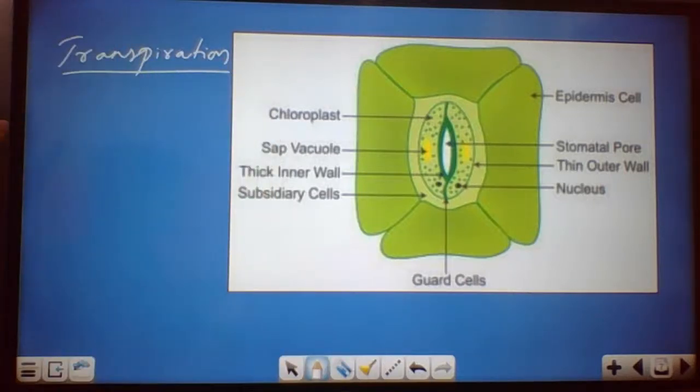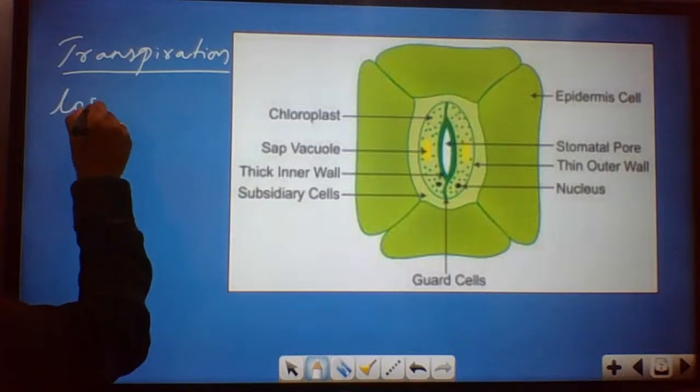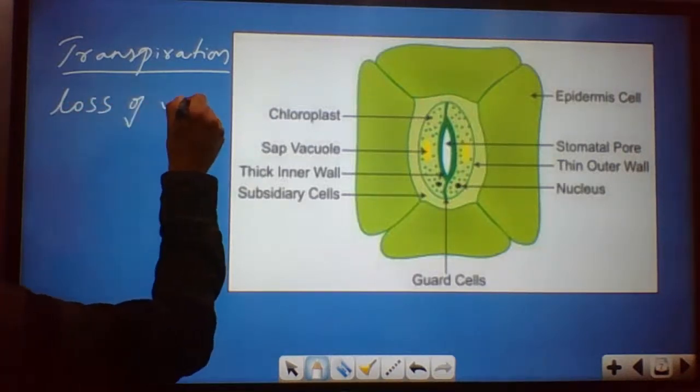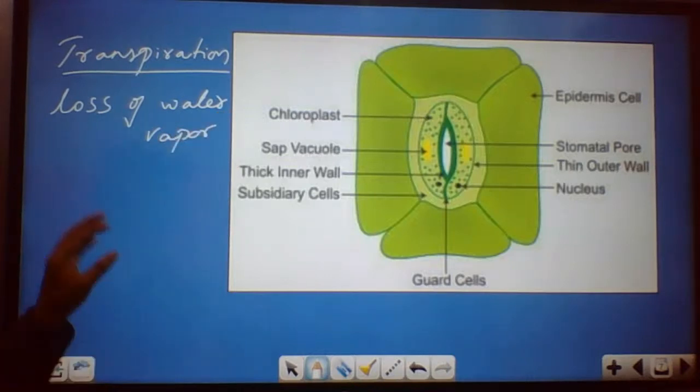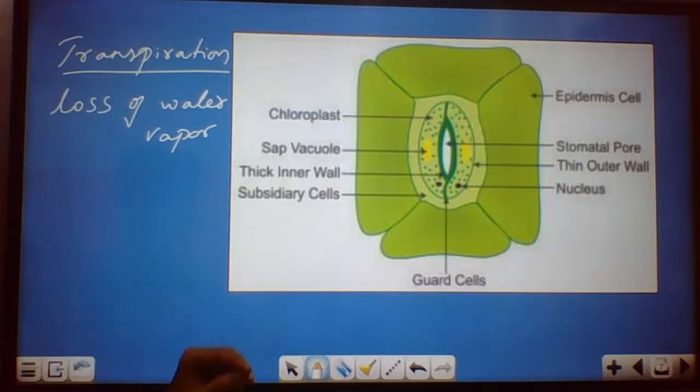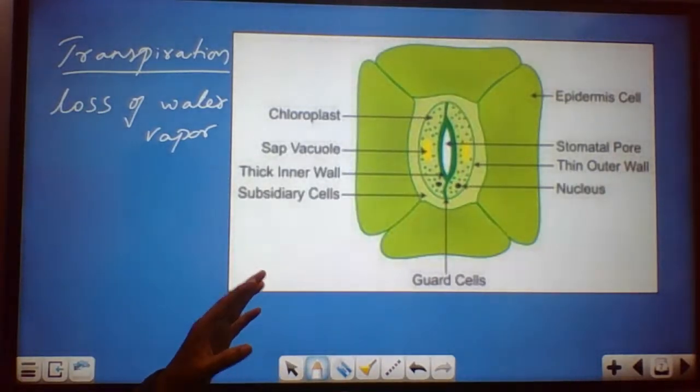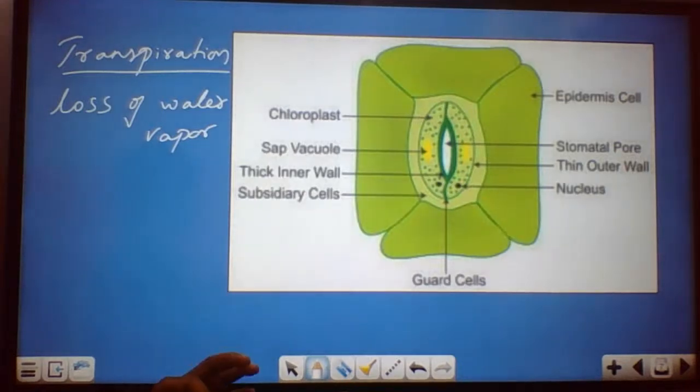Okay, loss of excess of water, that we call transpiration. It means the loss of water in the form of vapor. Loss of water which occurs in the form of vapor, we use the term transpiration. And this occurs from any aerial portions of living plants, but transpiration is actually reduced.